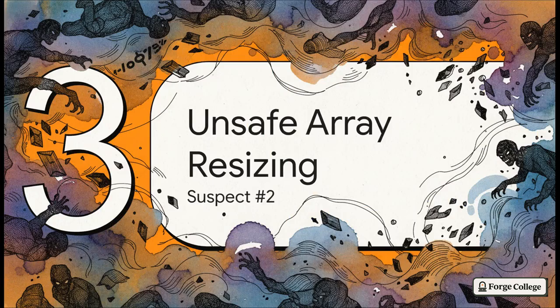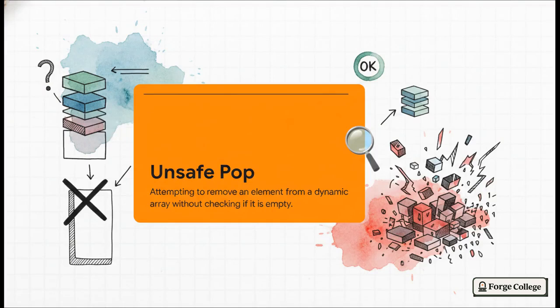All right, Section 3, unsafe array resizing. Suspect number 2. Now, you might think shrinking an array is foolproof, but if you don't look before you leap, you are in for a nasty surprise. An unsafe pop happens when you try to remove an item without checking if the array is already empty. Calling a pop operation on an empty array will silently revert in recent Solidity versions. But in older versions, oh man, it causes an underflow. This wraps the array length to the maximum possible integer, leading to this unpredictable, unmitigated chaos where an attacker can suddenly access any storage slot in your contract. You're essentially asking the EVM to delete something from nothing.